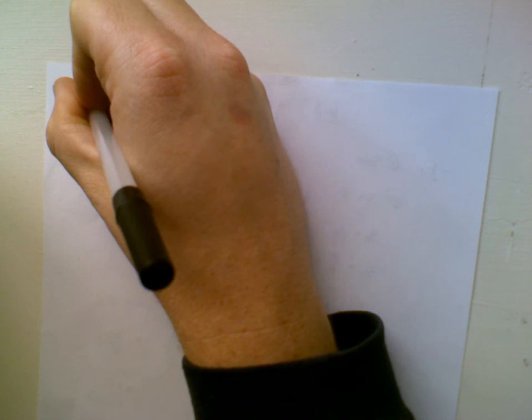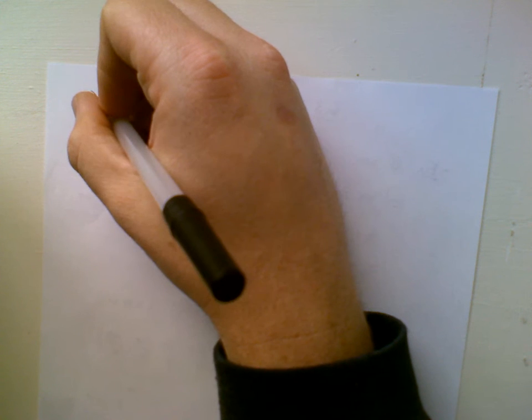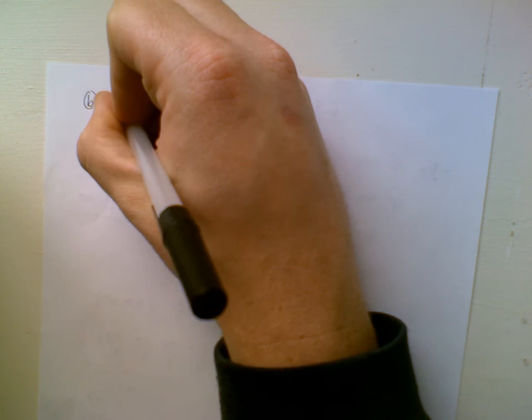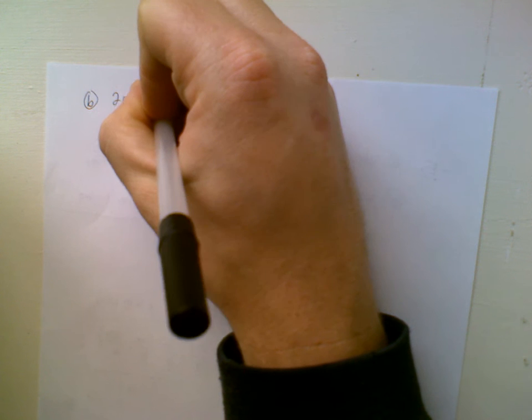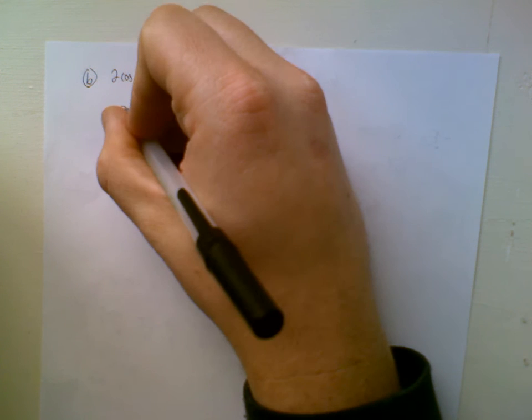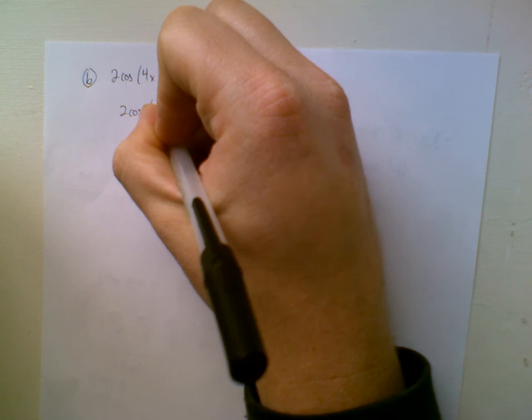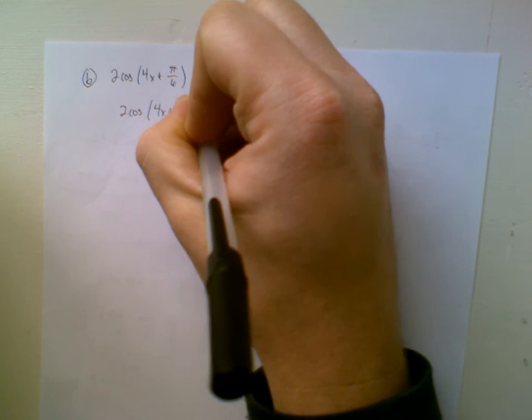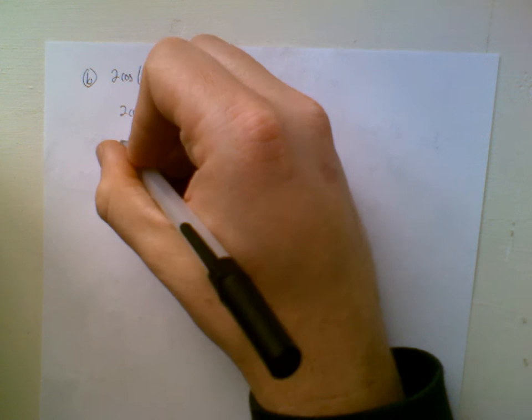Okay, so let's do another example. Let's do 2 cosine(4x + π/6) − 1 = 0. Okay, so if we follow along with what we did yesterday, our strategy would be to solve for the trig function. So in this case, that means adding 1 to the other side, and then dividing by 2.